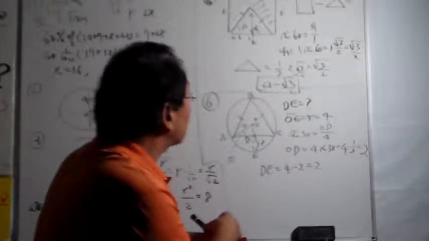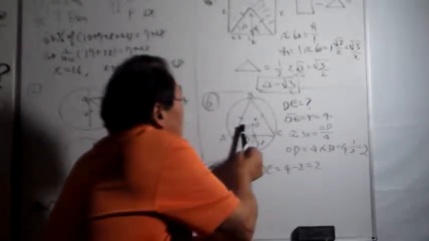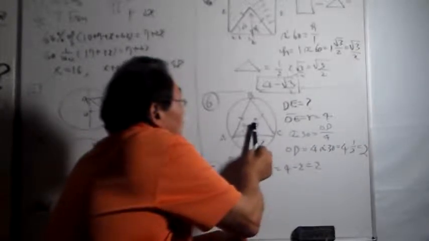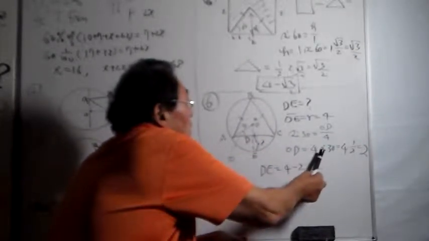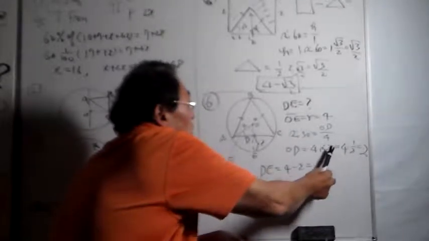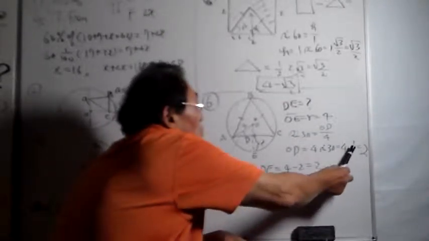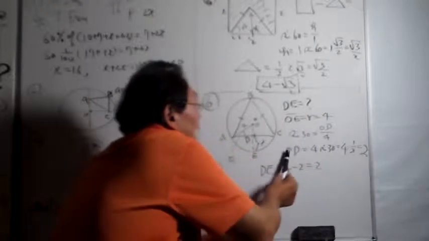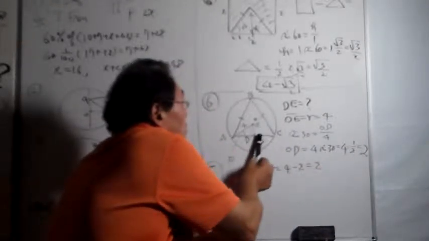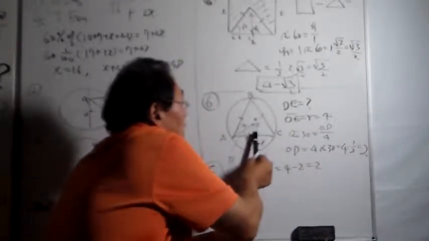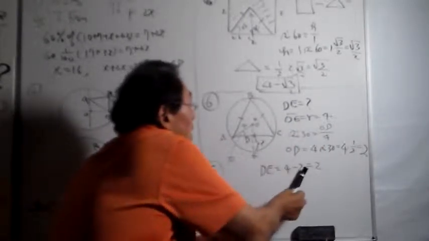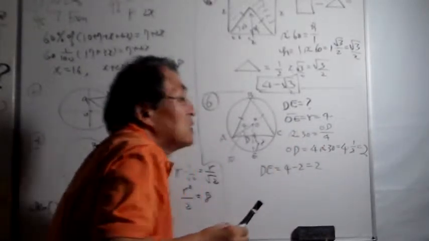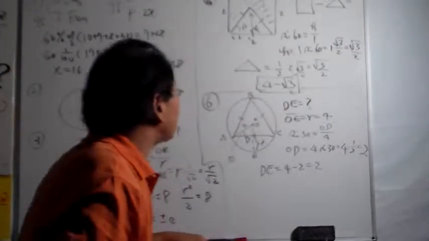Sine 30 is opposite over hypotenuse, then OD, this length right there. So OD is 4 times sine 30. So 4 times sine 30 is 4 times a half. So OD is 2. This length is 2. So what is this length? They say the radius is 4. So 4 minus 2 is 2. So DE is 2. The answer is 2.